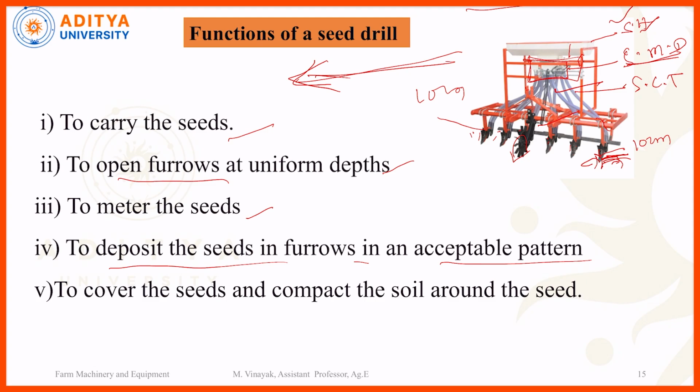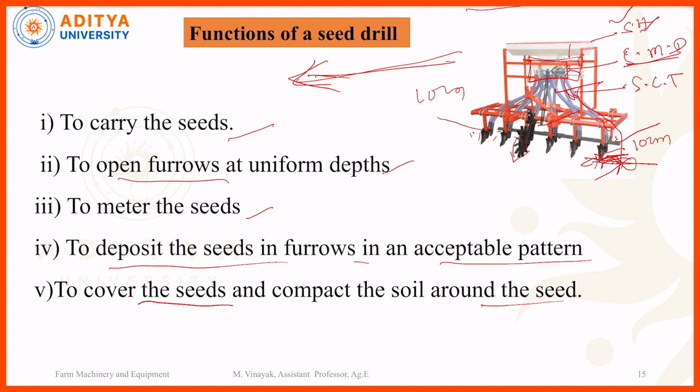By rotating the seed metering mechanism, the seed is delivered to that particular seed tube. Okay. So this seed tube can deliver the seed into the previously opened furrows. Okay. Next, to cover the seed and compact the soil around the seed.